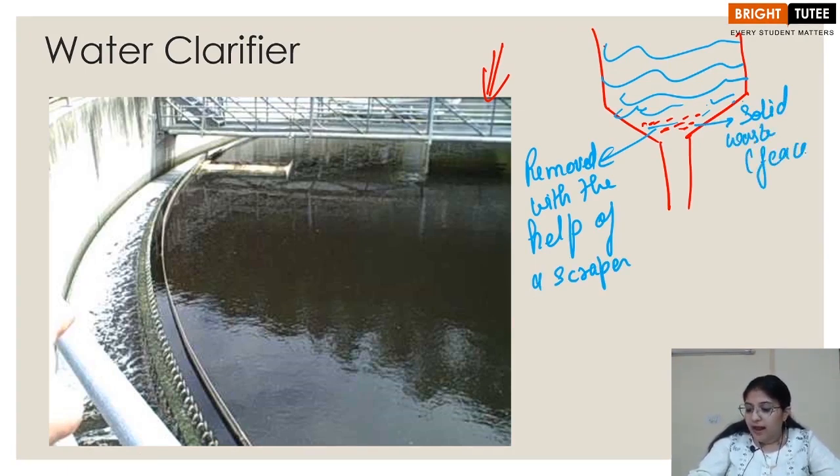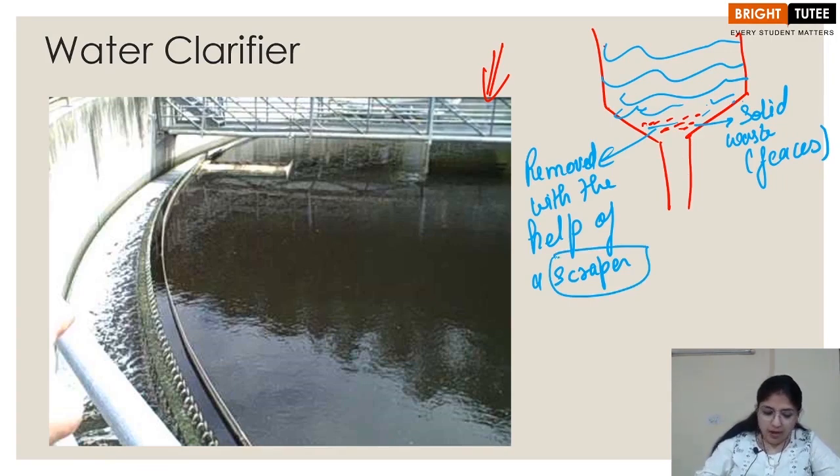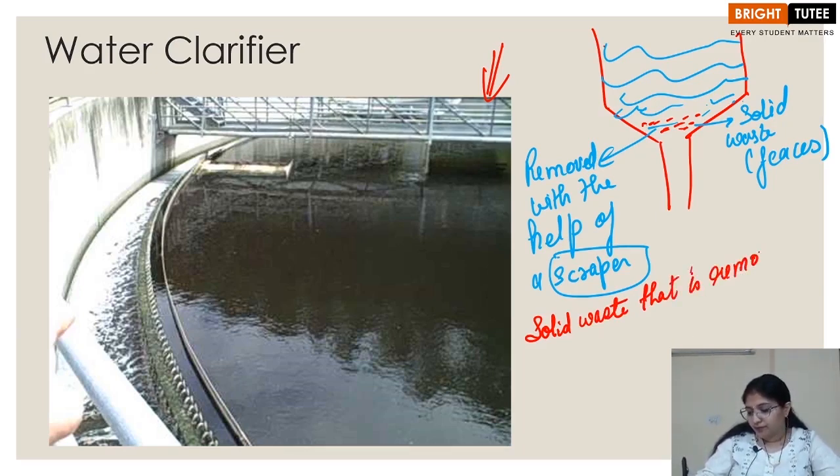We know already that the toilet or the foul sewage also comes into this. So over here, whatever has settled down is removed with the help of a scraper. Now this particular solid waste that has been removed is called the sludge, right? So this solid waste that is removed is called the sludge.